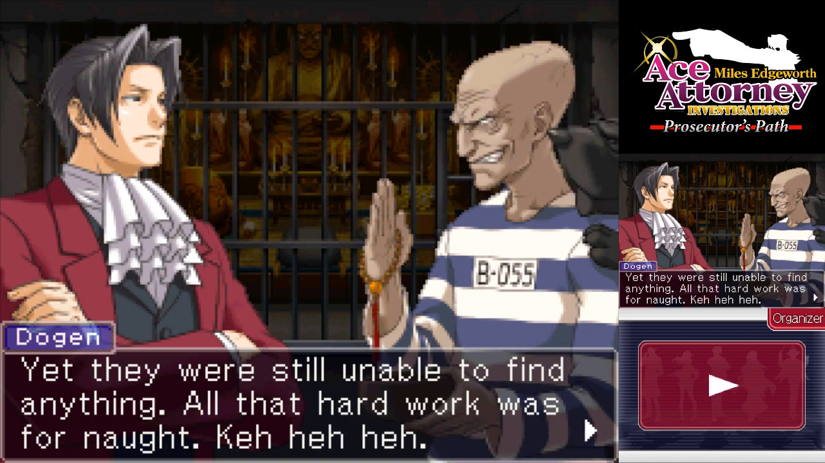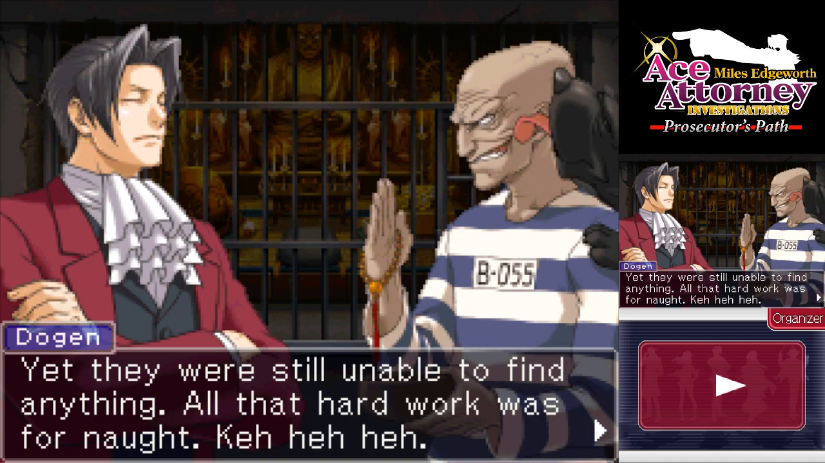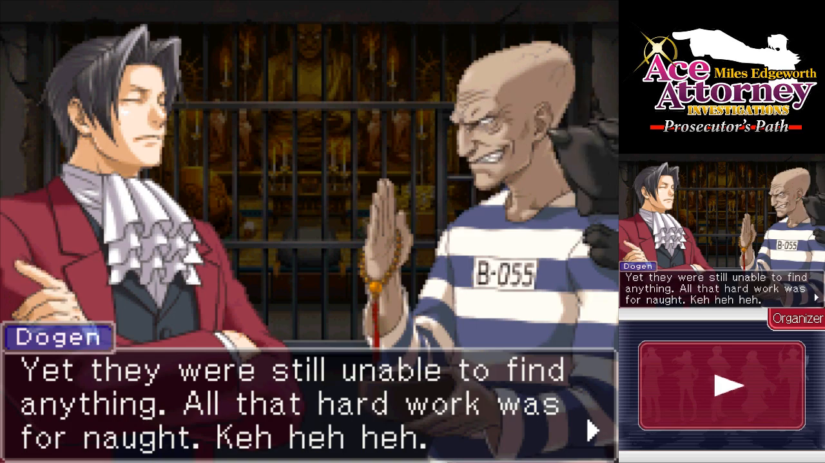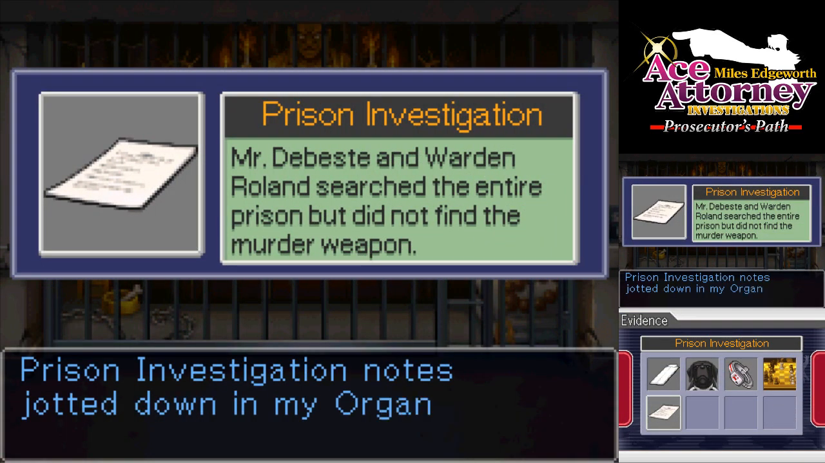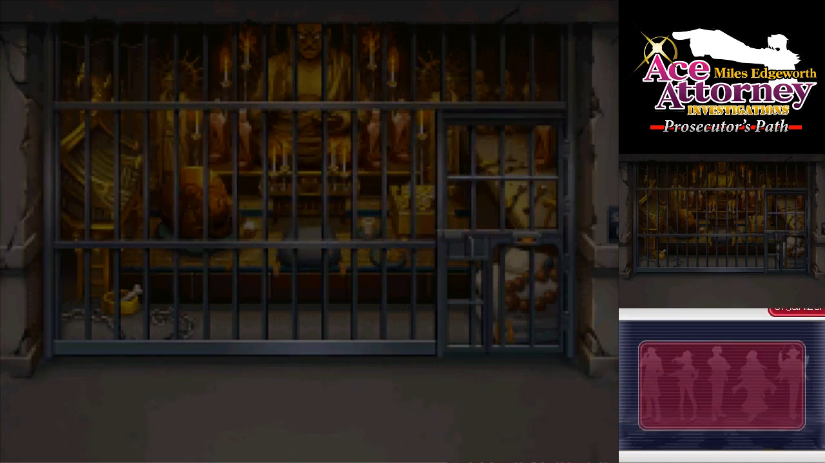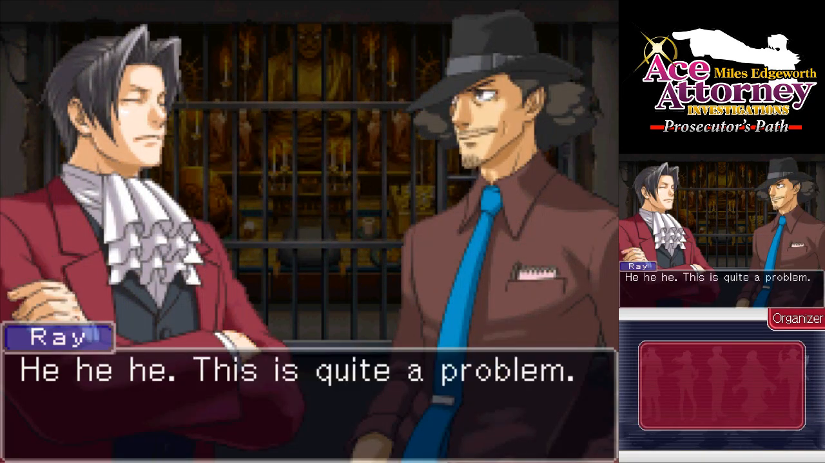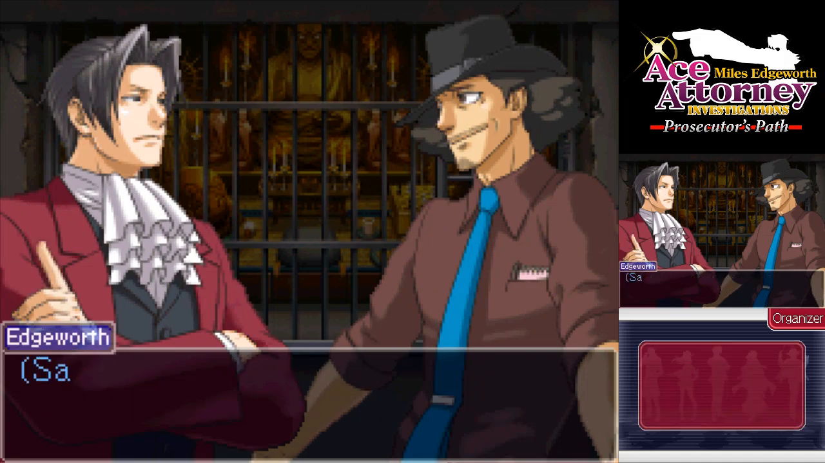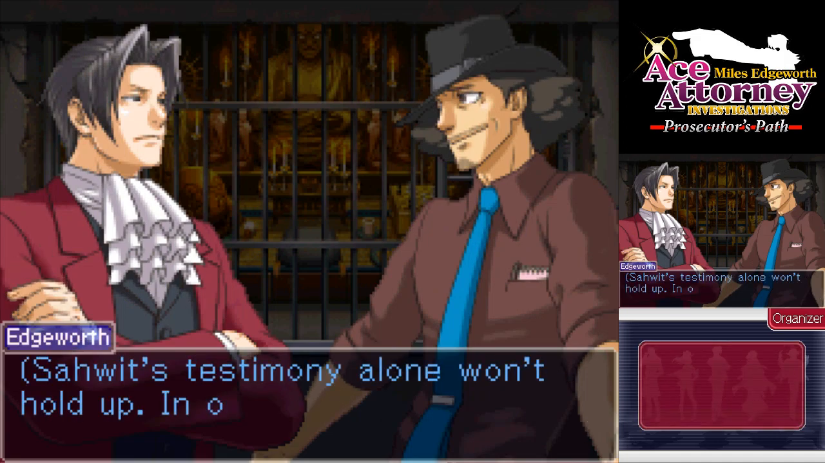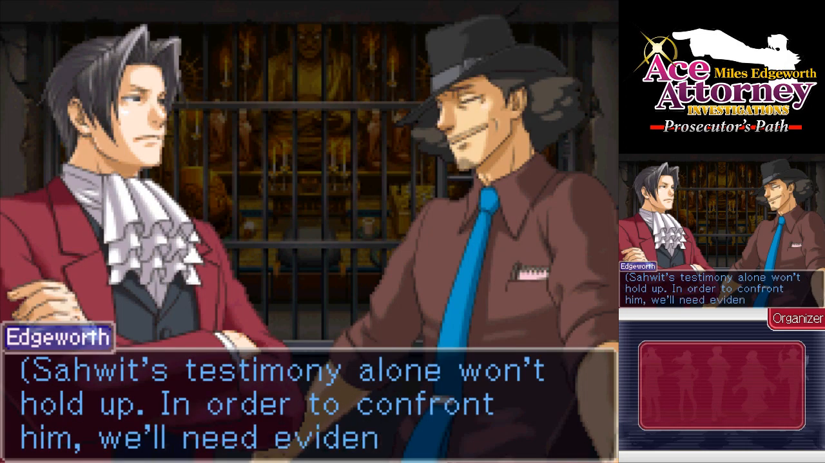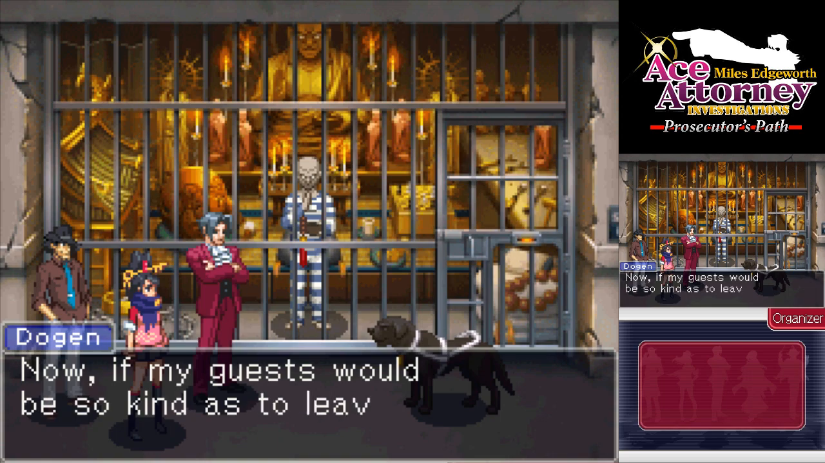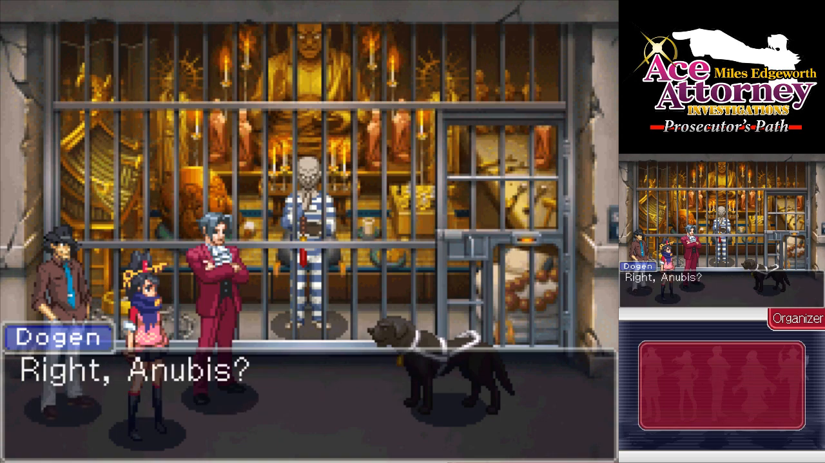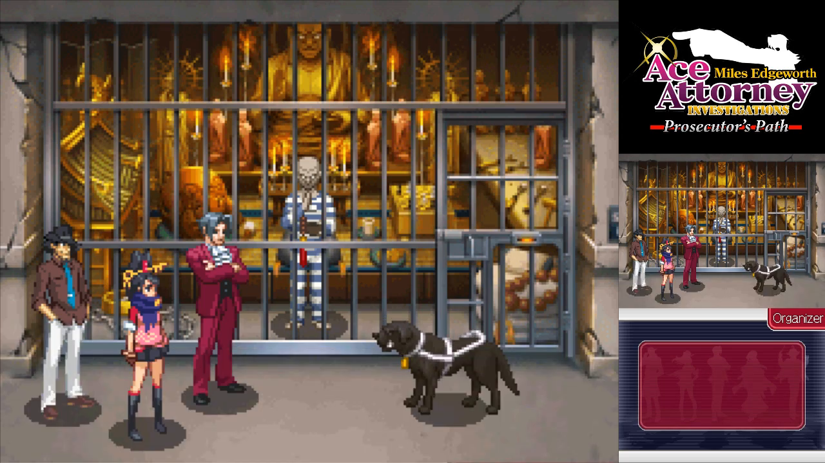Yet they were still unable to find anything. All that hard work for naught. Prison investigation notes jotted down in my organizer. This is quite a problem. What should we do? Sahwit's testimony alone won't hold up. In order to confront him, we'll need evidence. Now, if my guest would be so kind as to leave. Right, Anubis? Show them the way out.